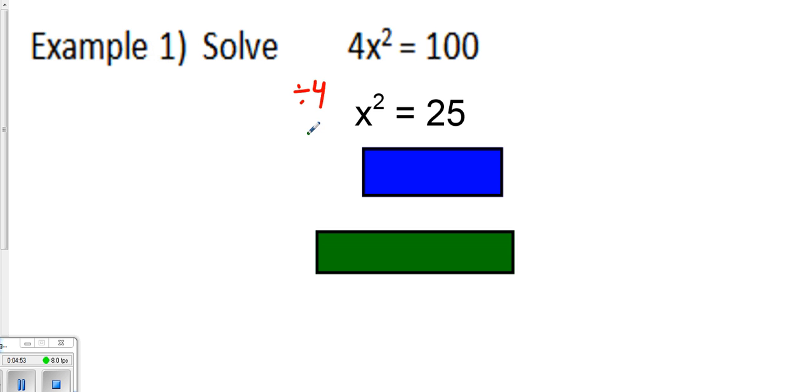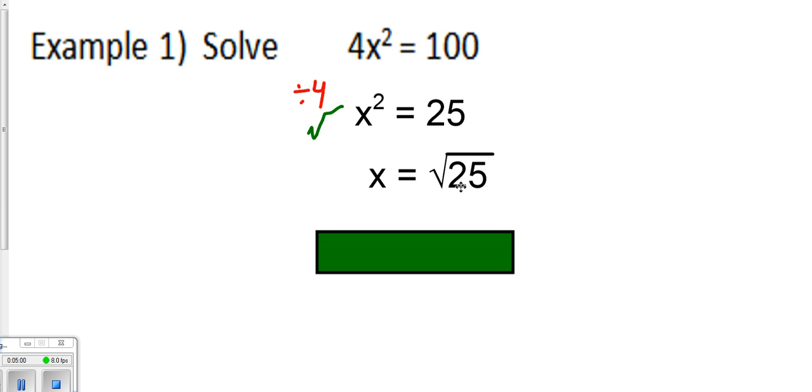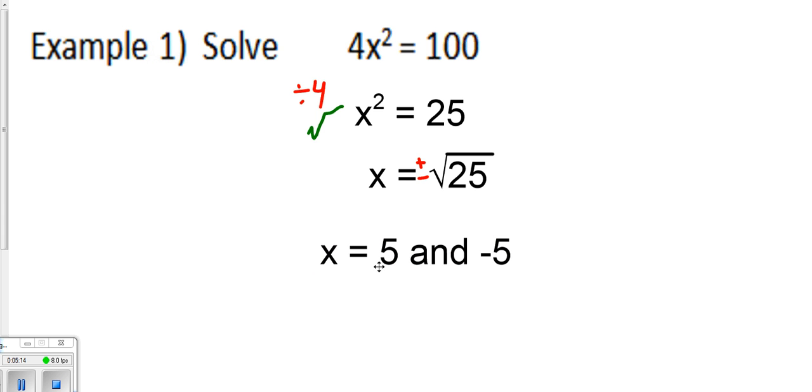Next thing we need to do to both sides of the equation is take the square root. Taking the square root of both sides leaves us with x equals square root of 25. Remember, this is positive or negative. There's two answers with that. So if x equals the positive or negative square root of 25, that means x could either be positive 5 or x could be negative 5. These are our two possible solutions for this equation.